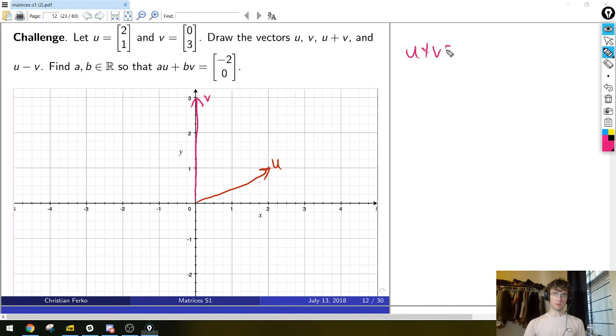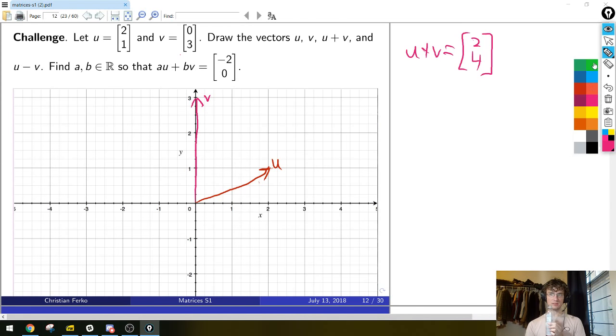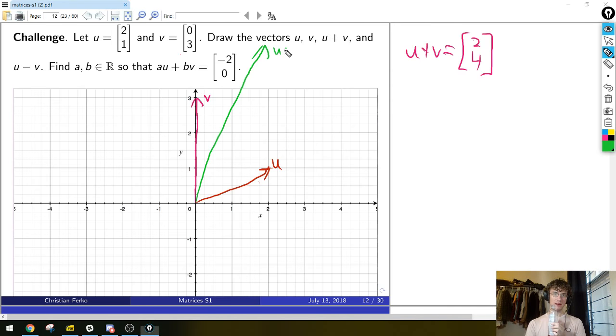Now, as an intermediate step, when I add u plus v, what are the components of u plus v? In the first place, there would be 2, and in the second, it would be 4. Good. And how do I draw this? A line going from (0, 0) to (2, 4). Good. I can't quite fit that, but you'll have to imagine. Here's u plus v going up to 4.